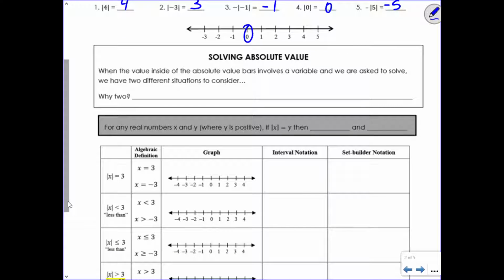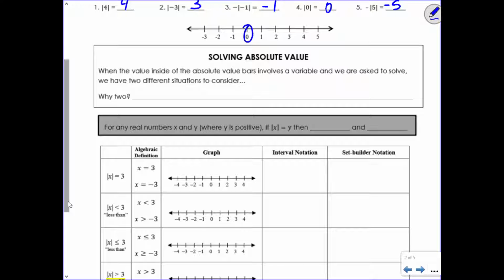Alright, now we're going to jump right into the idea of solving absolute value. What does that mean when we're solving? So when the value inside of the absolute value bars isn't just a single number like we were just seeing, instead it involves a variable, so it's an expression with x or whatever variable, and we're asked to solve, we have 2 different situations to consider.